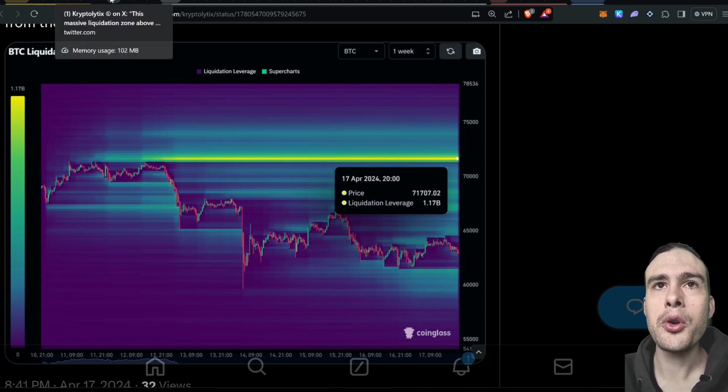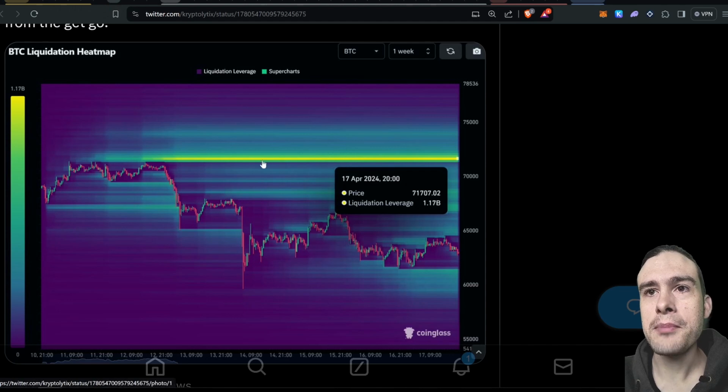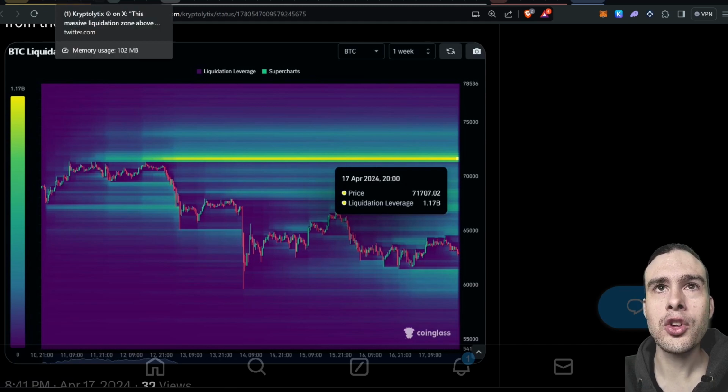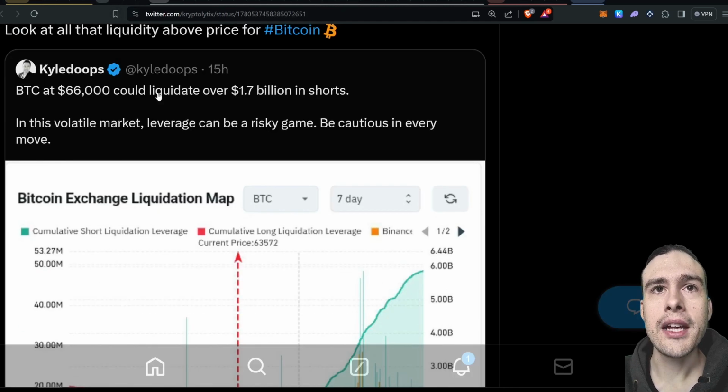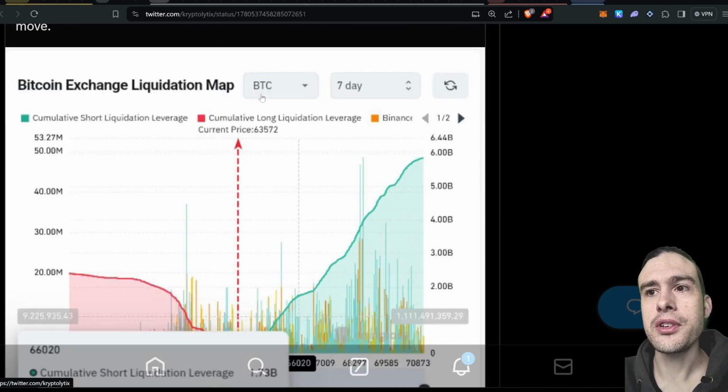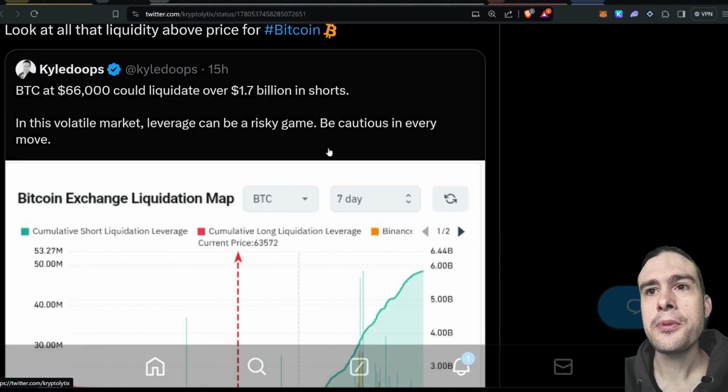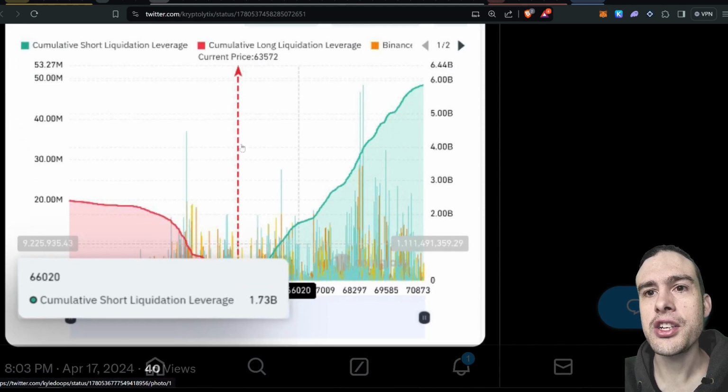I think is pretty low at the moment, because by the time price starts to come back up there, a lot of these positions that opened these shorts probably will be closing, which will actually be buy pressure. But also, if we have a look here at Kyle Dupe's post, you can see at 66k, it could liquidate 1.7 billion in shorts. So there's also more open interest here. This is pulling data from other exchanges as well.